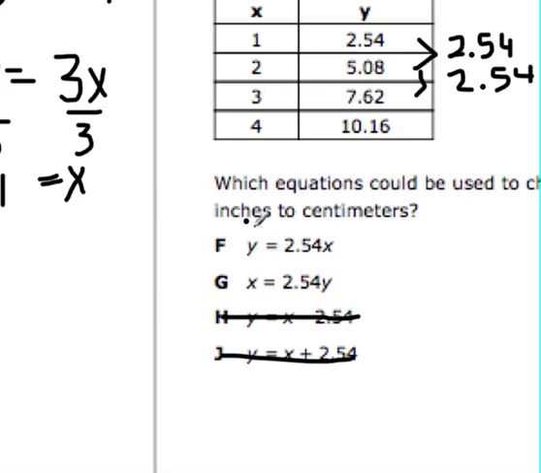This says that 2.54, which is y, is equal to 2.54 times x. In this case, x is 1, so it's 2.54 times 1. Well, you know that 2.54 times 1 is 2.54, so this works. F is the correct solution.